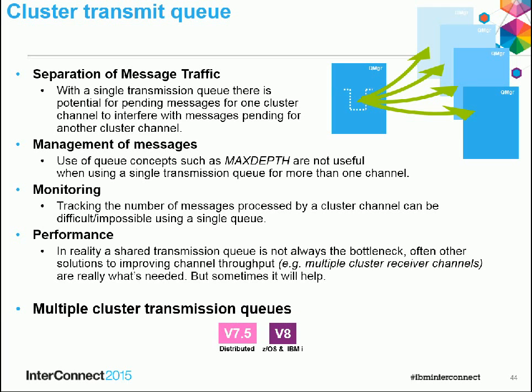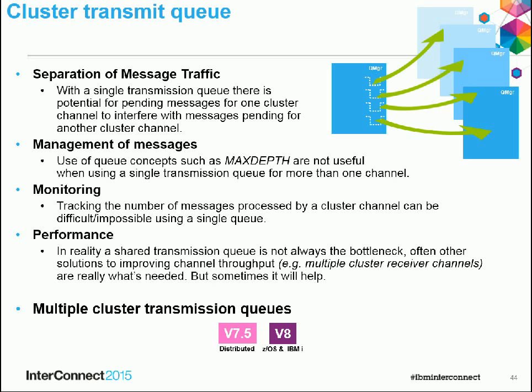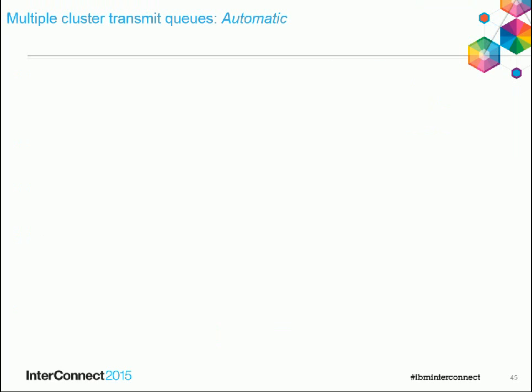So in version 7.5 on distributed platforms, or most of the platforms, and in version 8 on z/OS and IBM i, we've allowed you to split that out into multiple transmission queues, so that now different messages for different channels can go onto different transmission queues, allowing you to improve how you monitor, how you manage it, and potentially your performance. So let's quickly just look at how you do this.